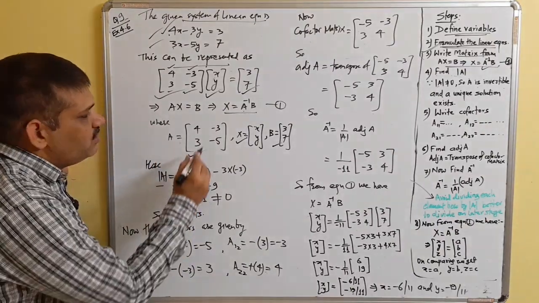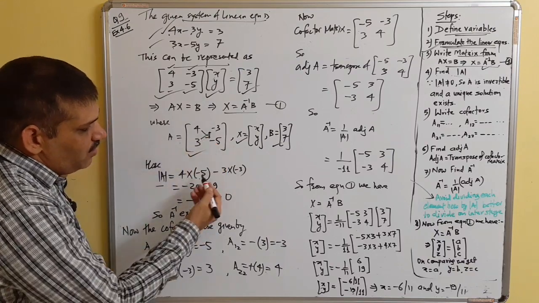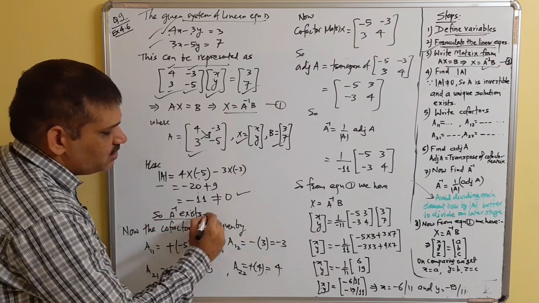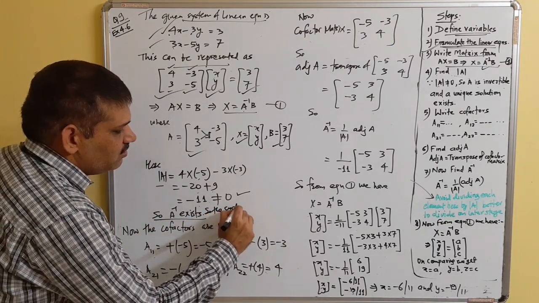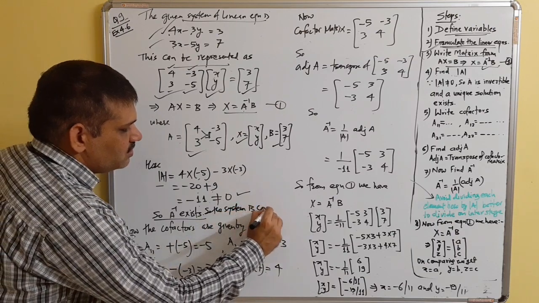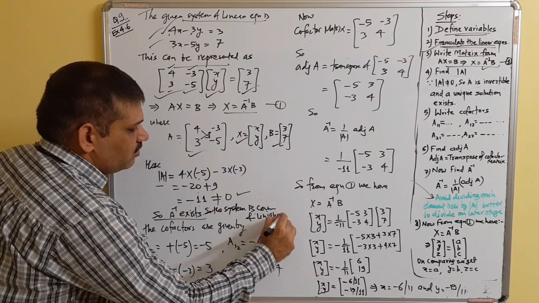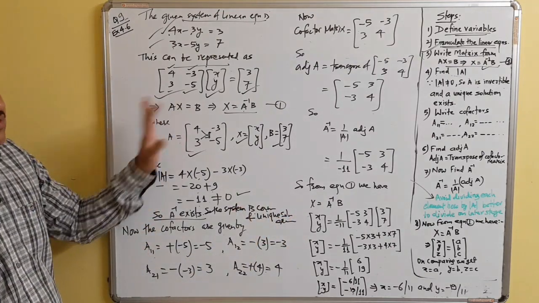So here determinant A is equal to 4 into minus 5, which is minus 20, plus 9. Minus 20 plus 9 is minus 11, which is not equal to 0. So A inverse exists. So the system is consistent, and a unique solution exists. Now, the cofactors of the elements.